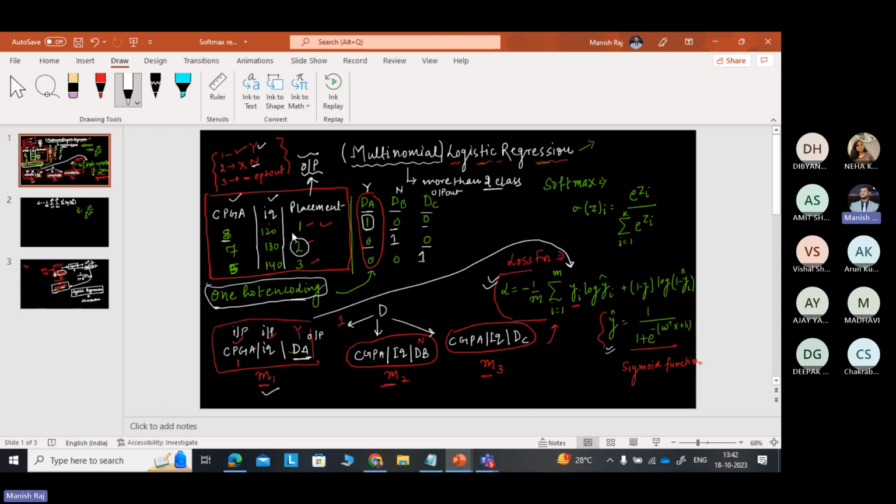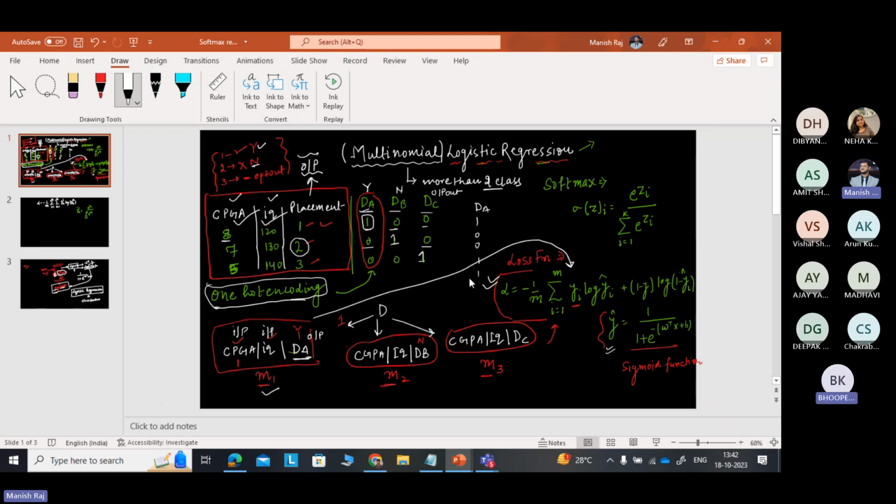Now think about this. CGPA is here, IQ is here, and DA is here. When DA is ready, it looks like 1, 0, 0 and so on. So we are saying that for this data, the placement is happening. I don't know about these students, whether they are not selected or opted out. I know only that this one is selected. For these two classes, I can't take the decision directly. Everyone is getting this point?